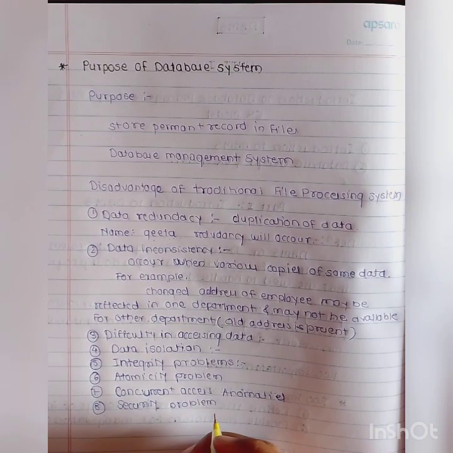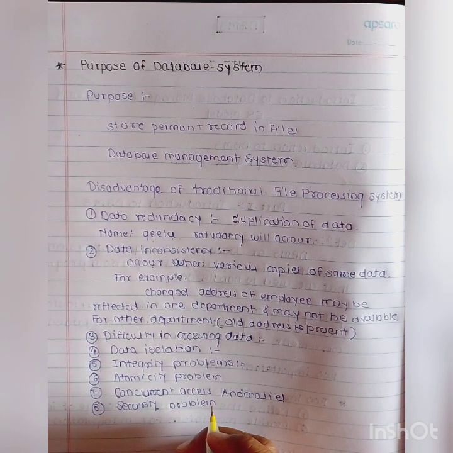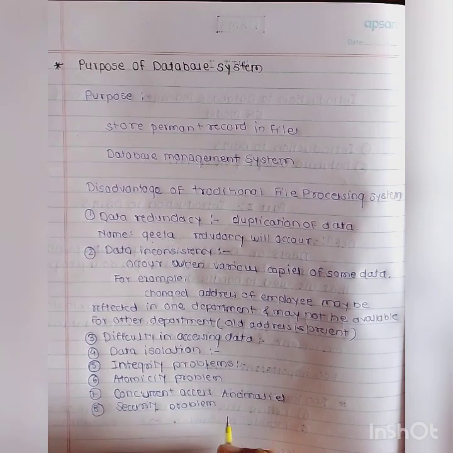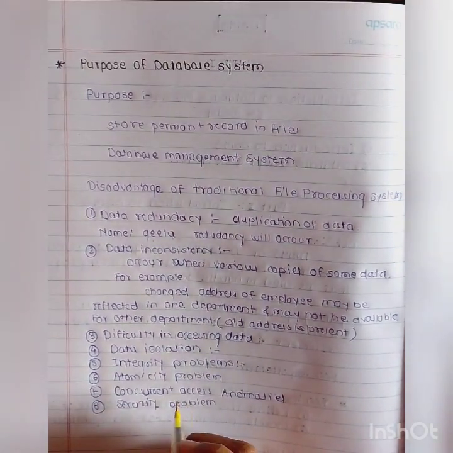Every user is not allowed to access all data from the database system. Since application programs in a file system are added in an ad hoc manner, enforcing such security constraints becomes difficult. So security problem is also a disadvantage of the traditional file system.